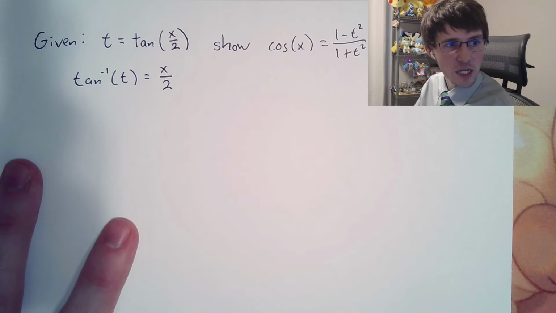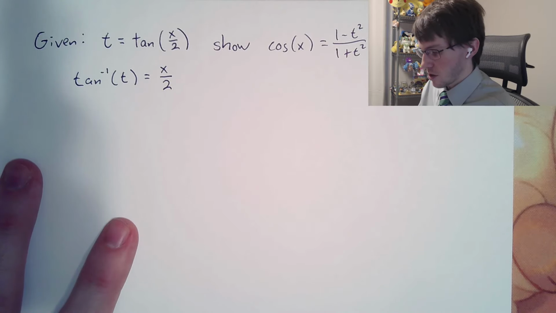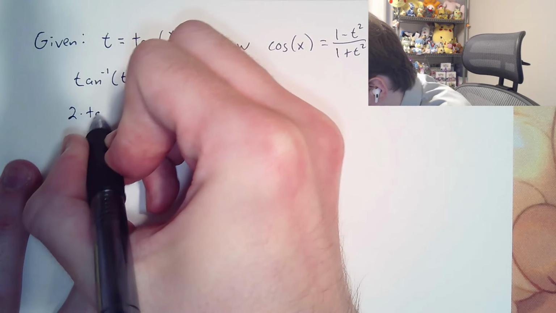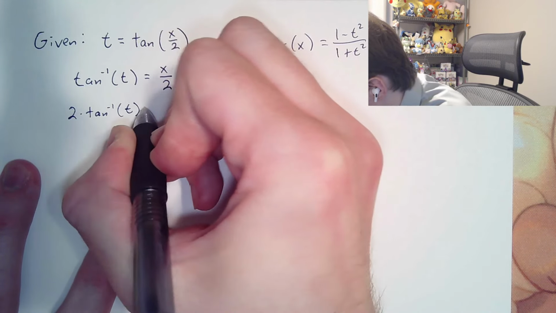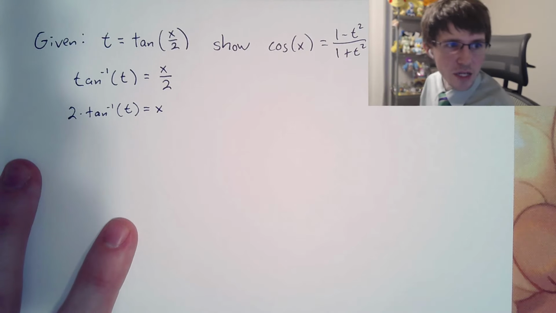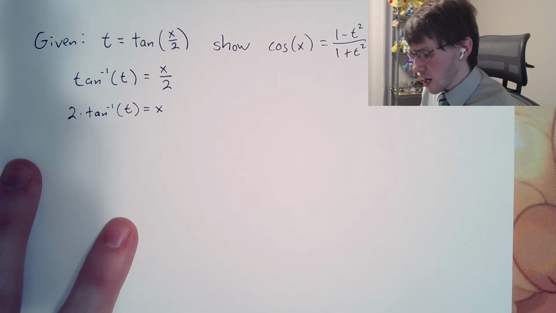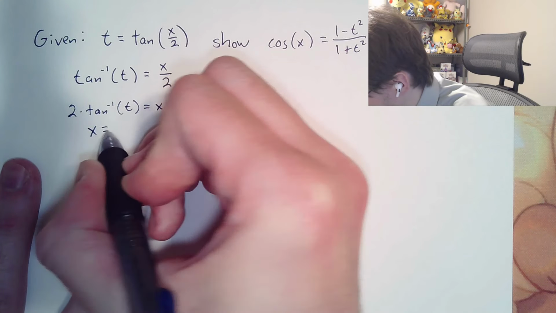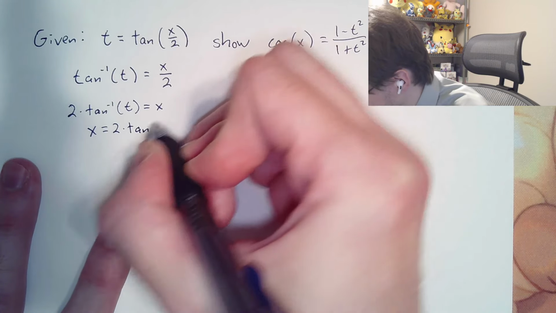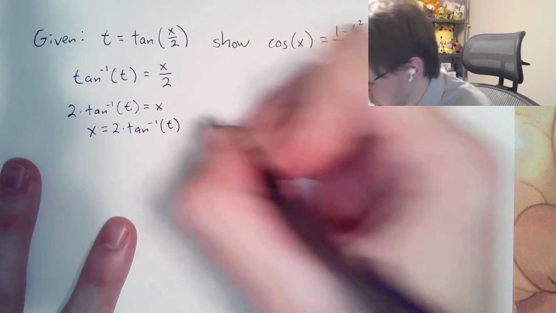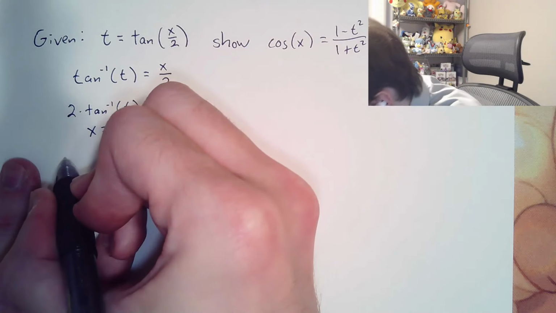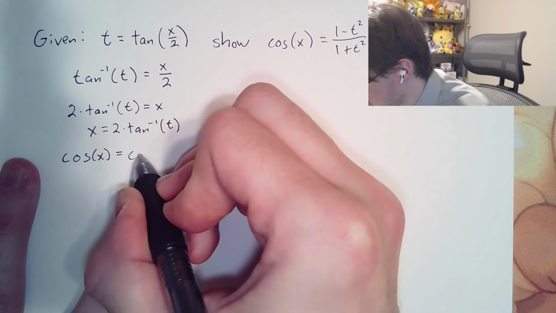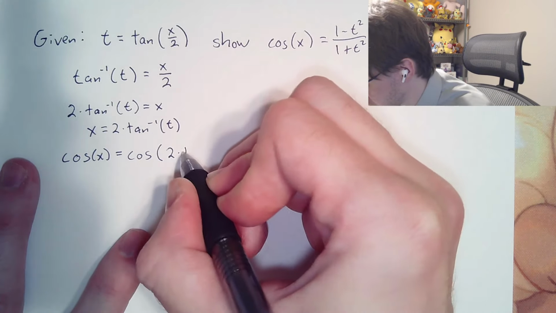And again, our goal was to get x by itself, and then multiply both sides by 2. Or sorry, get x by itself and then take the cosine of both sides. So 2 times the tangent inverse of t is equal to x. And now we need to do the cosine of both sides. However, before I do just the cosine of both sides, what I'm going to actually do is move the x to the left so that I can make this problem look a little bit prettier in the future. So we have x equals this, and now finally cosine of x is equal to the cosine of this entire thing.